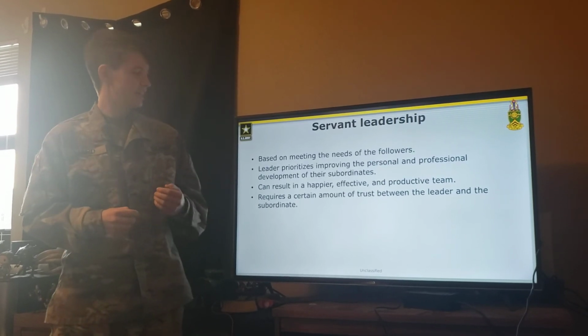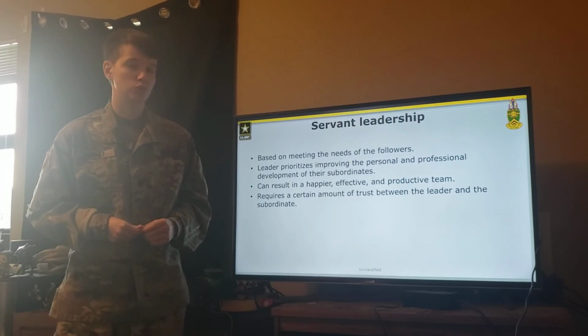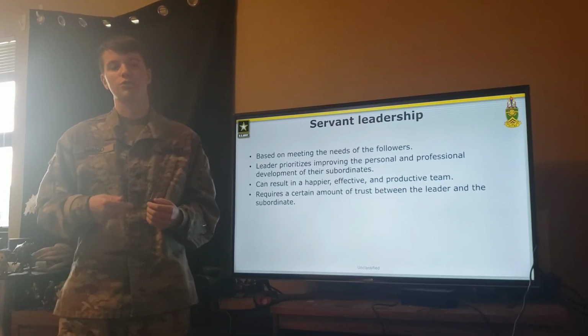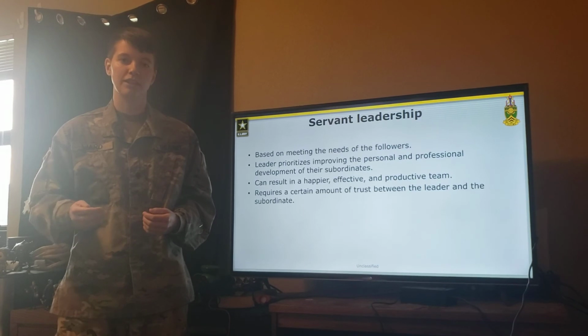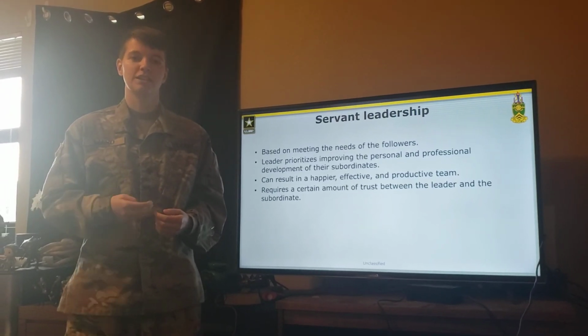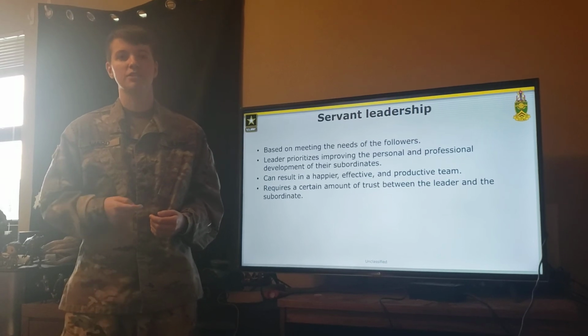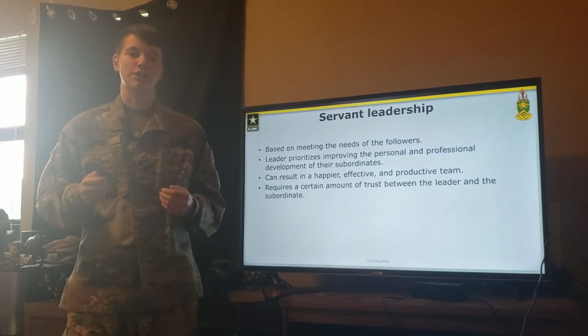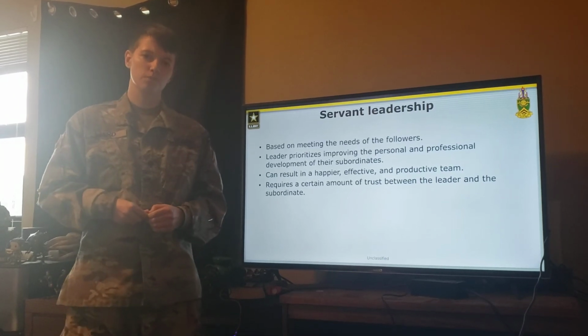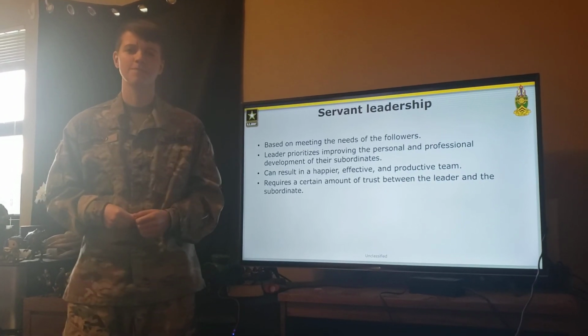Now, it does require a certain amount of trust between the leader and the subordinate, because in order for the soldier to feel comfortable enough to come to the leader and tell them what they need and how they want to improve, then until that happens, the leader cannot exactly work to their full potential with this style of leadership. All right, next slide, please.